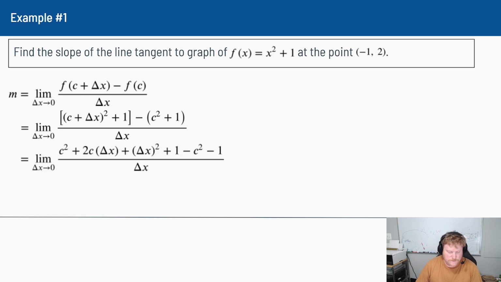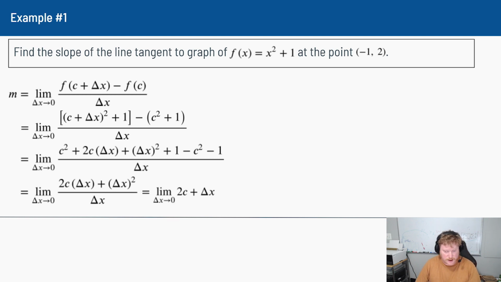And then we do a little bit of arithmetic to simplify. And notice that there is a delta x in all of the terms. And so delta x can actually cancel from the denominator. And I'm left with the limit as delta x approaches 0 of 2c plus delta x. But the limit as delta x approaches 0 yields just 2c.